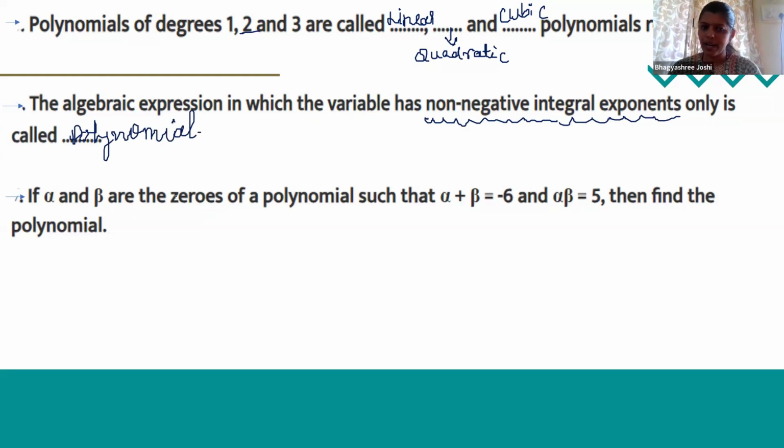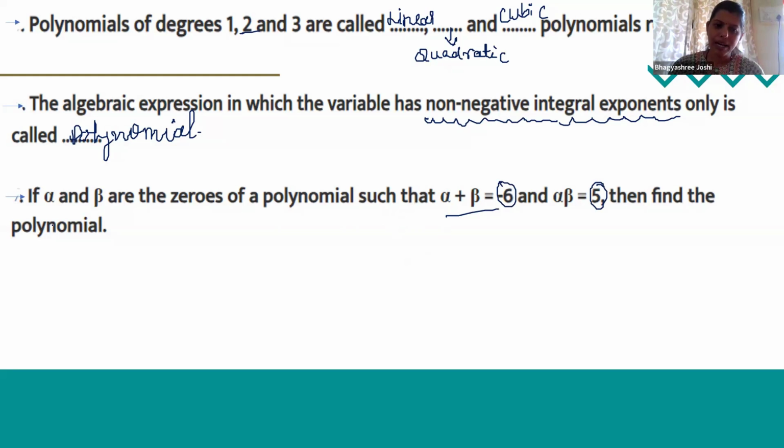If alpha and beta are the zeros of the polynomial such that alpha plus beta is equal to minus 6 and alpha into beta is 5, then find the polynomial. This question was asked in the previous year examination, and this question will be asked for 1 mark.